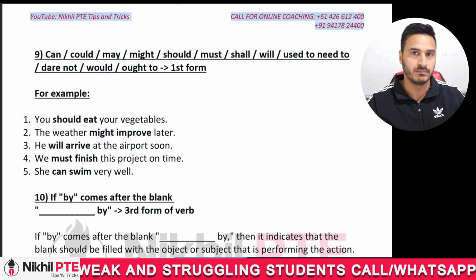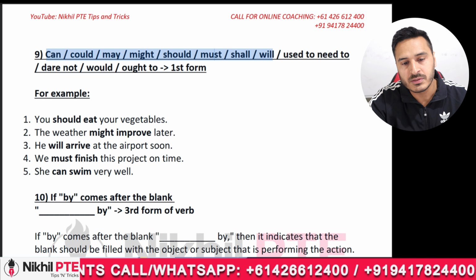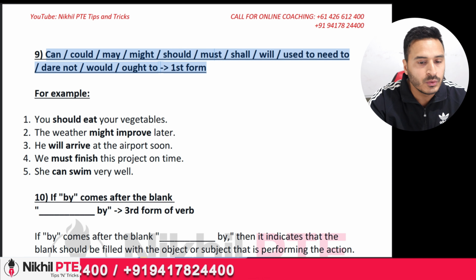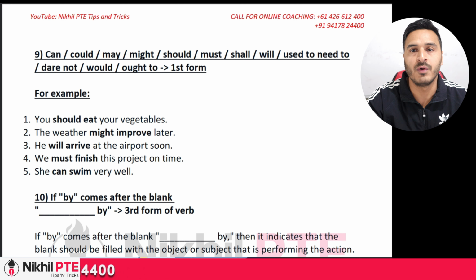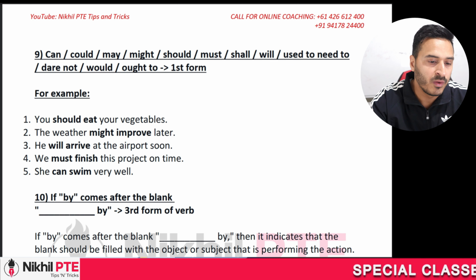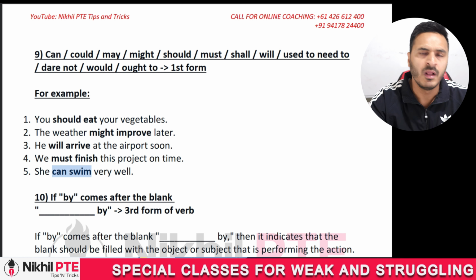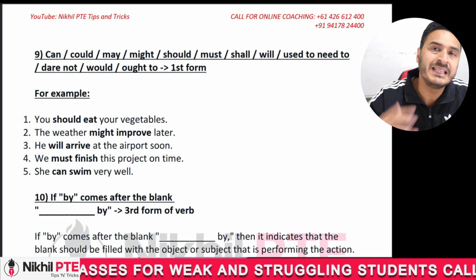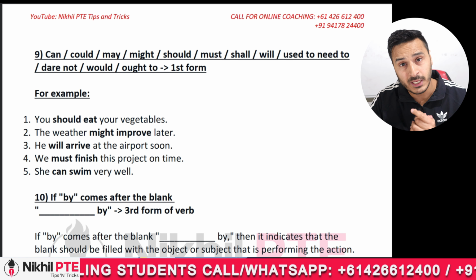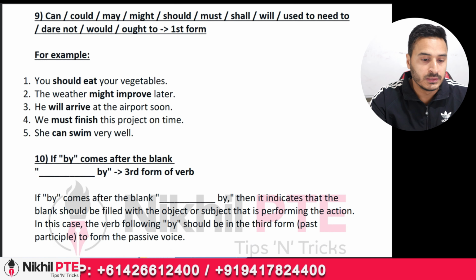So after can, could, may, might, should, must, shall, will, used to, need to, dare not, would, ought to, always the first form of verb will come. You should eat, might improve, will arrive, must finish, can swim. However, we use these things in our real life, but in the case of PT reading, we confuse ourselves, right?